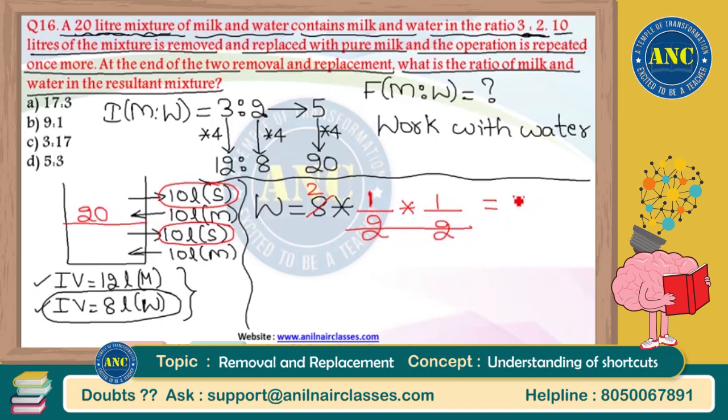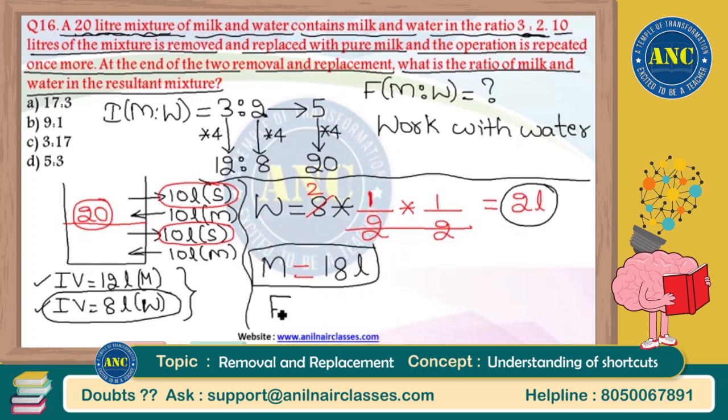So the final volume of water is 2 liters, but the total volume has to be the same, because all the values given are 10, 10, 10, 10 only. That means the total volume eventually has to be 20 itself. Out of total volume 20, water is 2 liters. If water is 2 liters, how much should the other parameter, milk, be? The remaining 18 liters should be milk. But they are not asking you the individual values of milk and water.